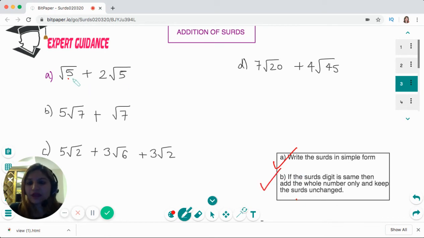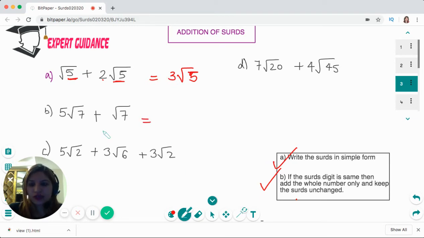For example, here root 5 and root 5, these surds are the same. So you write them as root 5 and you just add the whole numbers. So this is 2, and this has nothing written on it, it means it's 1. So 2 add 1 is 3. So that becomes 3 root 5.